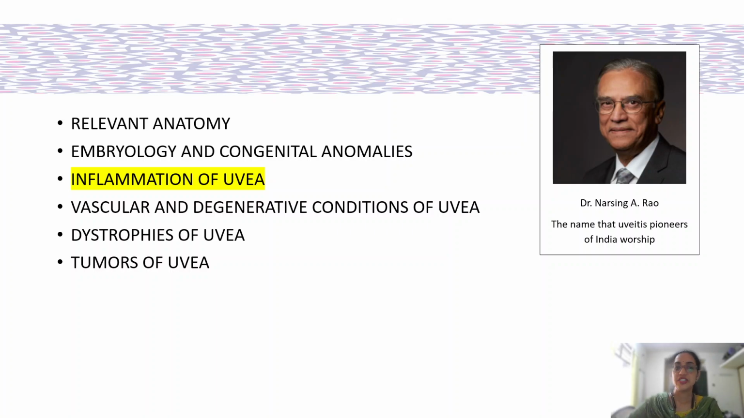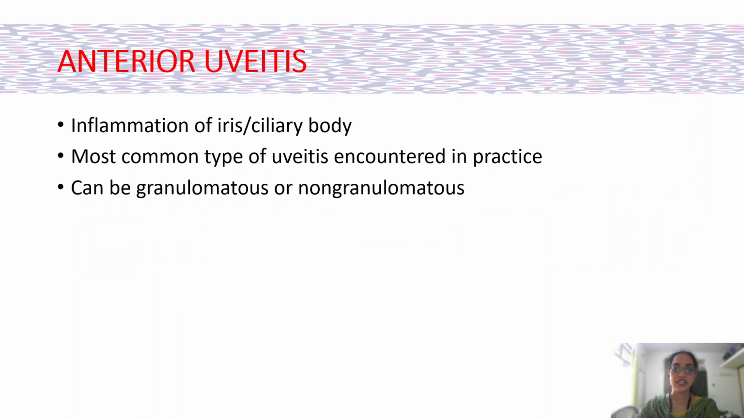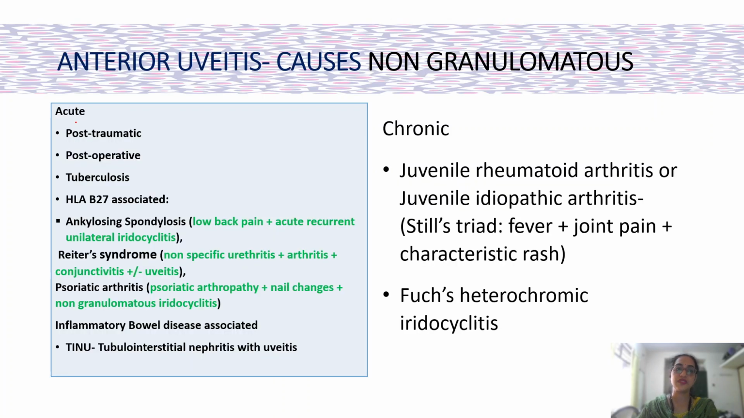Today we'll be continuing our class on uveitis and we'll deal only with anterior uveitis today. Anterior uveitis is defined as inflammation of the iris and/or the ciliary body. It's usually a combination of both, and it is the most common type of uveitis encountered in clinical practice. So anterior uveitis is something that you see day in and day out. It can be granulomatous or non-granulomatous, as we discussed in the previous class.